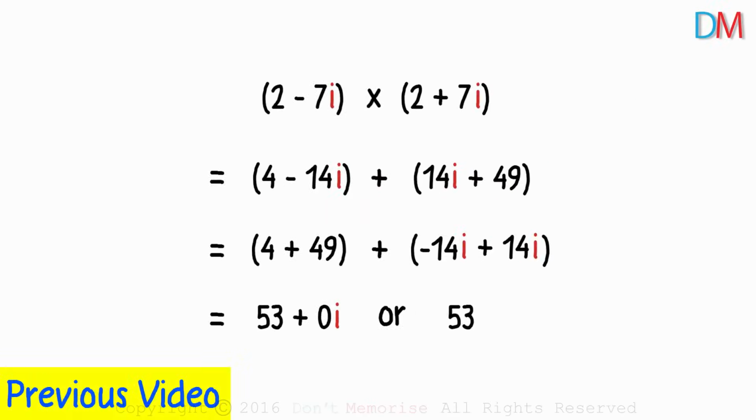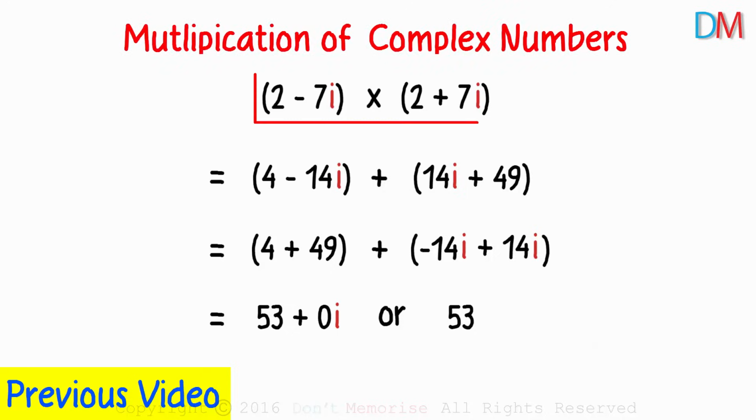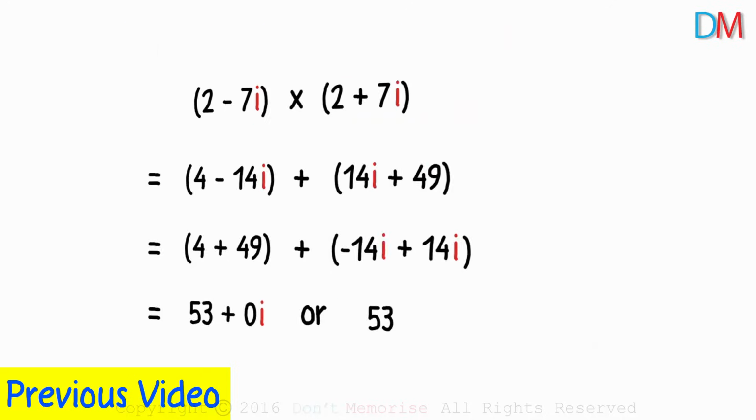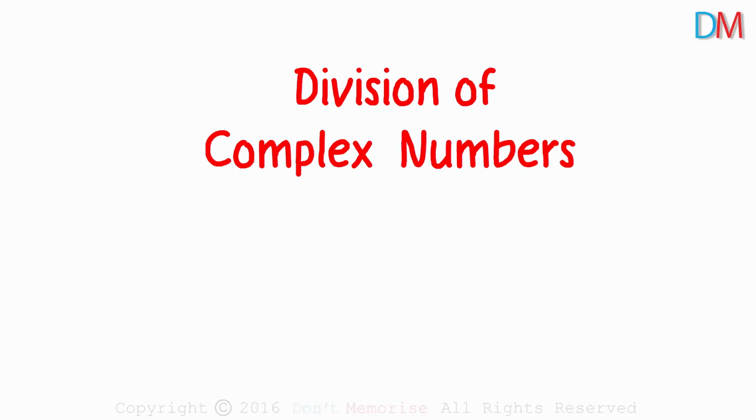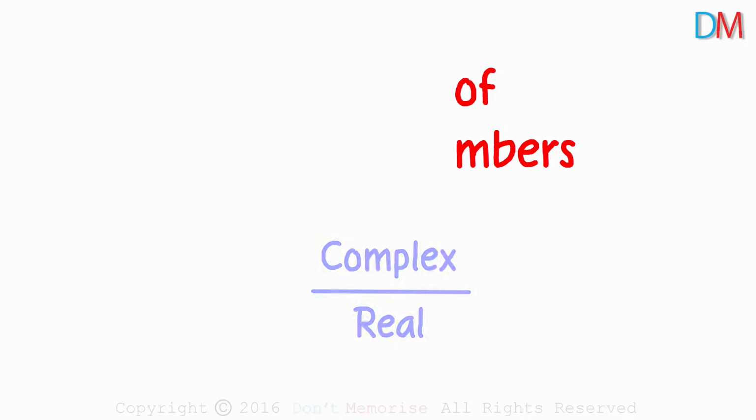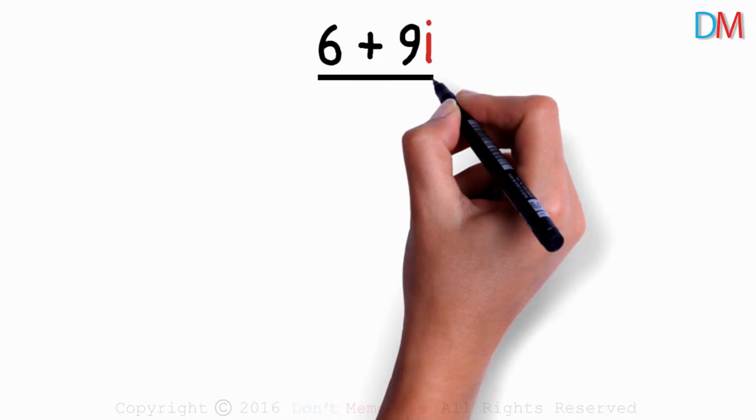In the previous video, we learnt about multiplication of two complex numbers. In this session, let's look at division of a complex number by another. Before we move on to complex over complex, let's see an example of complex over real. It is 6 plus 9i divided by 3.